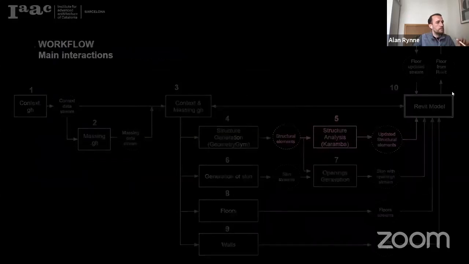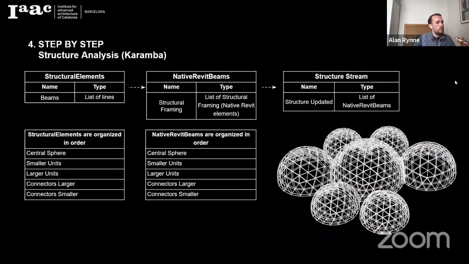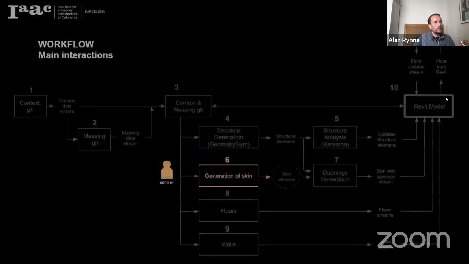The next step is for the engineer to do structure analysis. The input of this step would be the list of lines from the previous step, and the outcome of the structure analysis will give us the cross-section of the beams. Based on this cross-section, we will produce native Revit elements, organized in the same order as the previous step, and we'll push this as a list of native Revit beams.